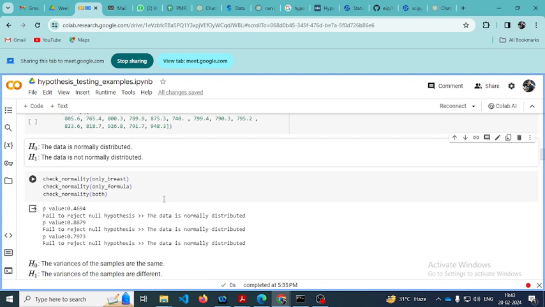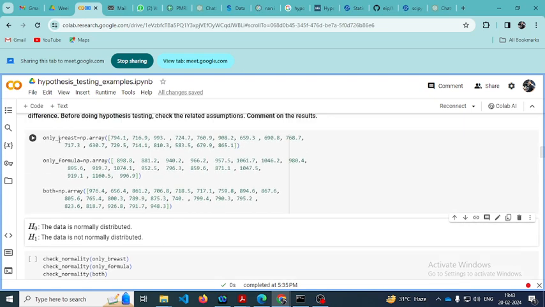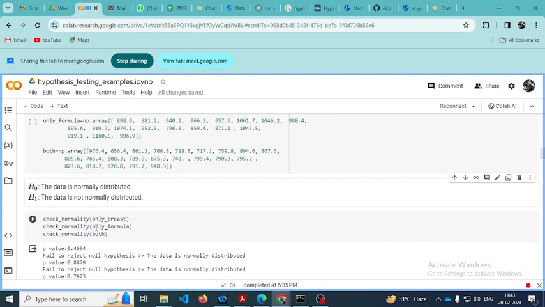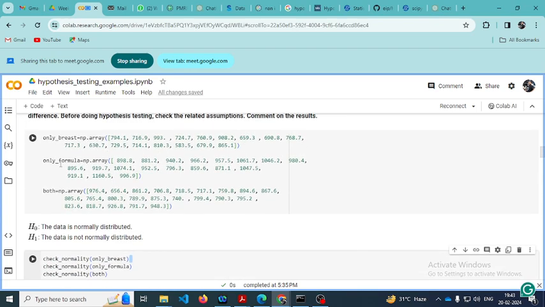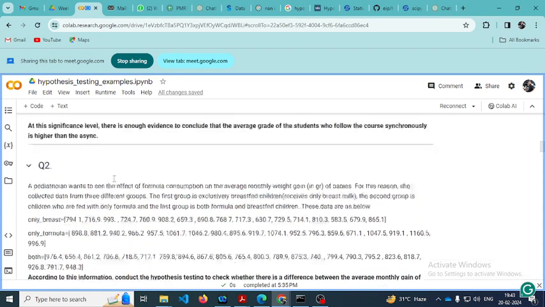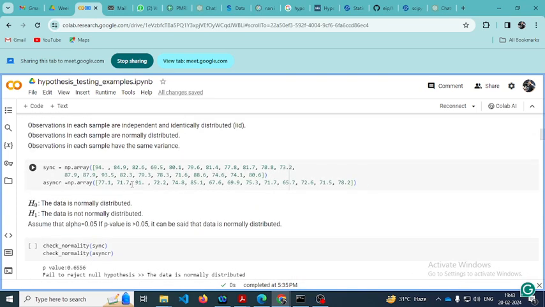You have three different groups of data. You can call this check normality function for these individual groups of data. For example, I am calling this check normality and feeding these values, the only breast values, to check the probability. Whenever you call this check normality, you pass these only breast values, and it will come here for the normality test.